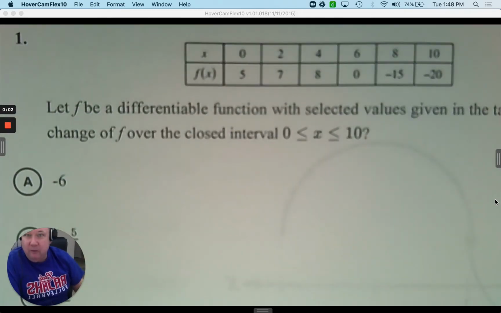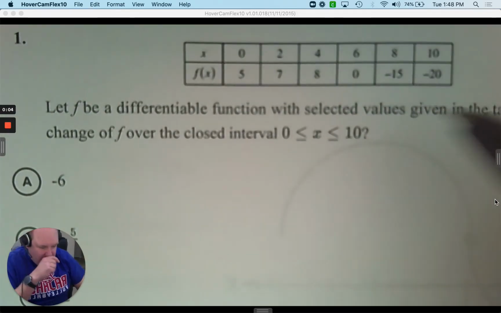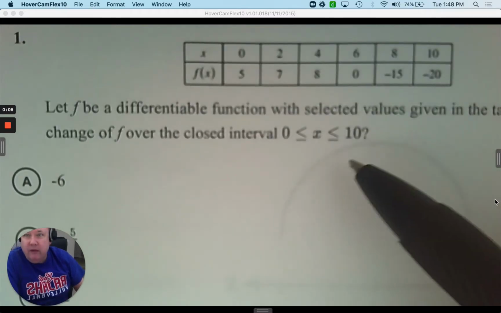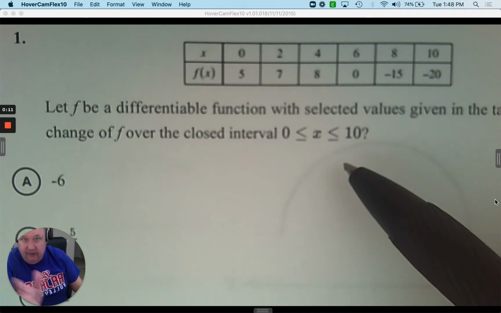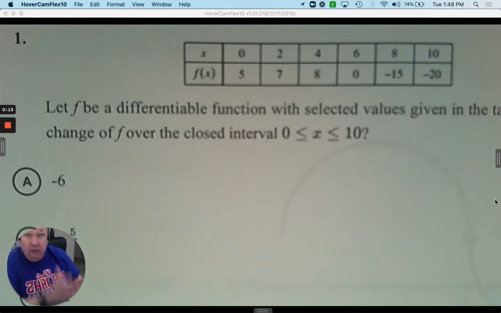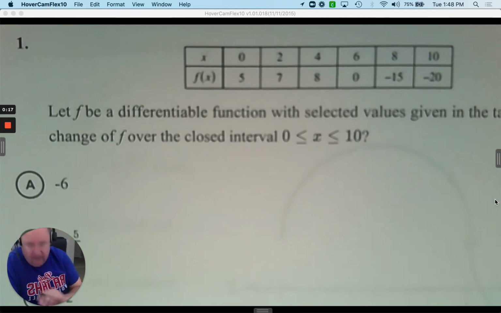Unit 2 review from AP Classroom. Unit 2 is now more focused on understanding what a derivative is and how to find it and so on. So Unit 1 had to do with limits. Now we're starting to get more into derivatives and what that means, and what rate of change means.